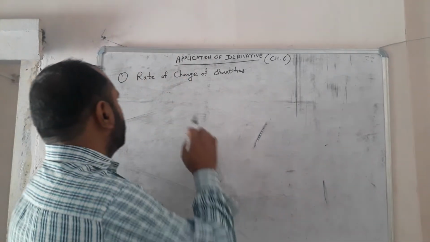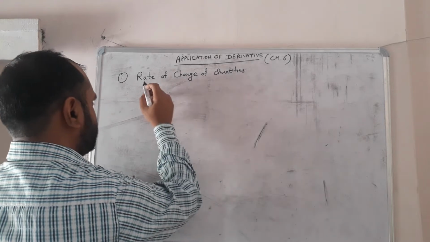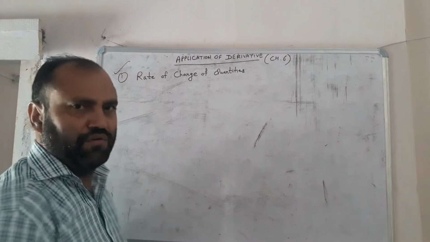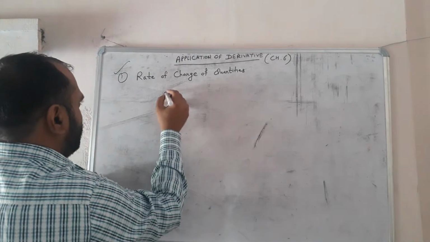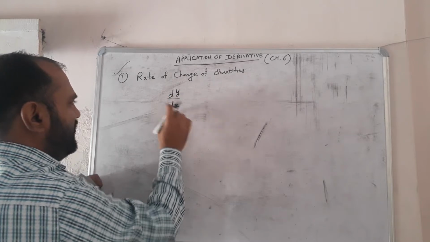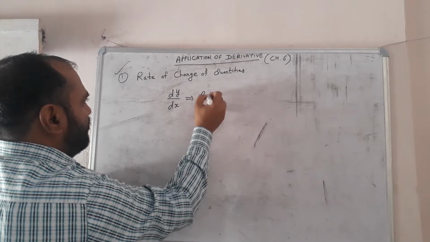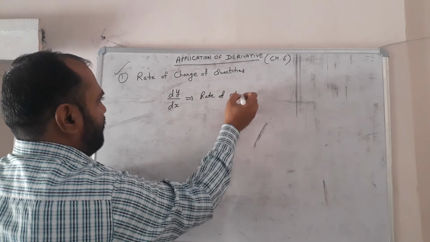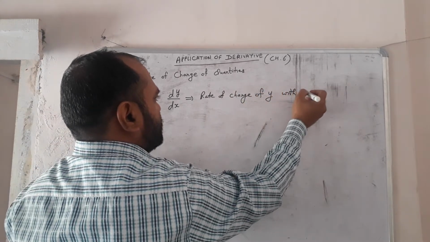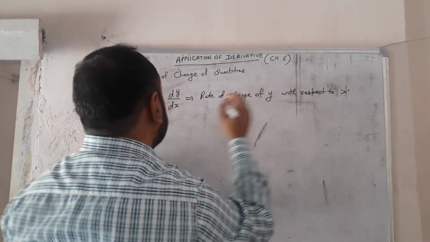So first topic is rate of change of quantities. This is your first topic, rate of change of quantities. As you know, we can write dy over dx. What does it mean? It means rate of change of y with respect to x.